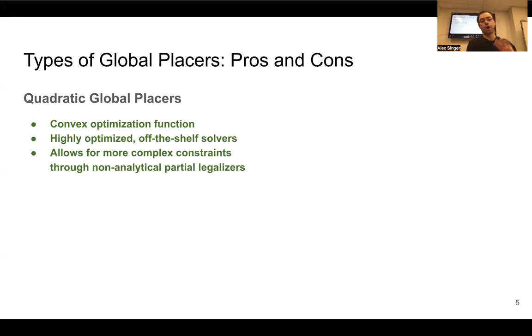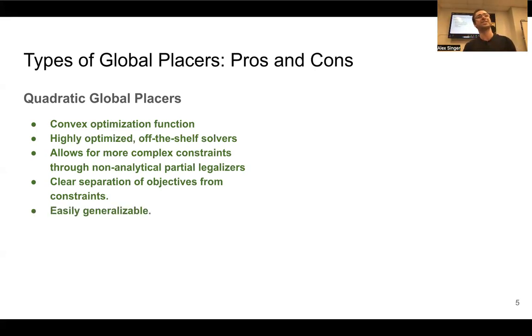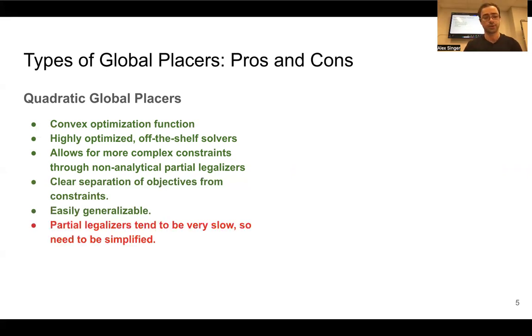And they allow for more complex constraints through non-analytical partial legalizers, since I don't need to encode them into an objective function. And there's a clear separation of objectives from constraints because I encode my objectives into the quadratic term, and then I encode my constraints into anchor points, for example. And finally, it's easily generalizable. You can put little passes in between the partial legalization steps to account for different architecture differences you might have in your different FPGAs.